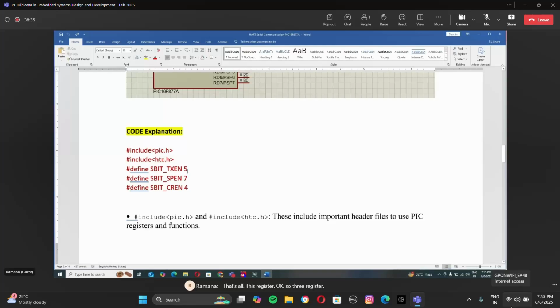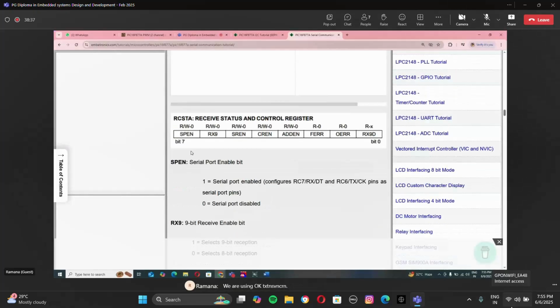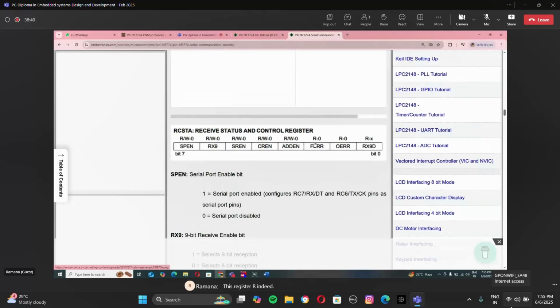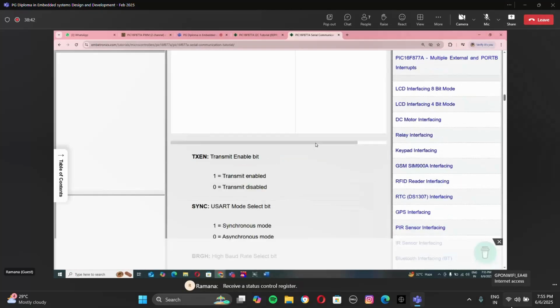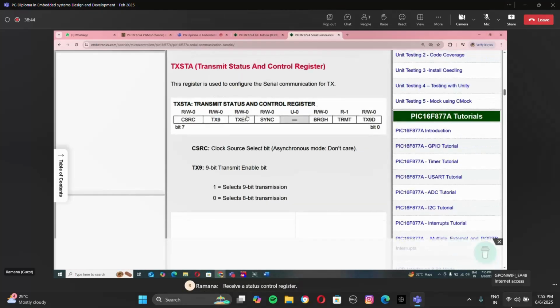These bits are in the receiver status and control register and the transmit status and control register.